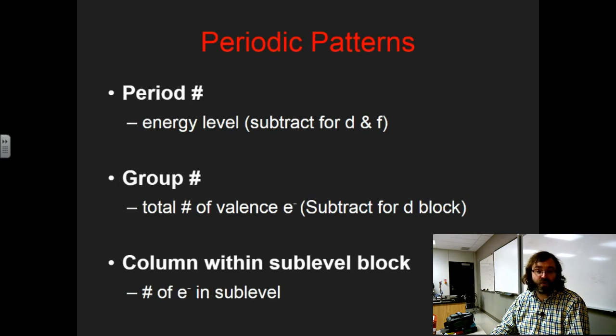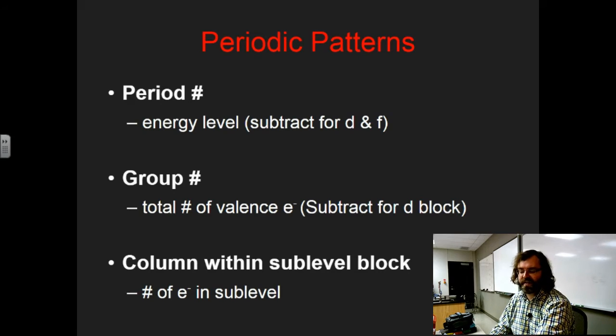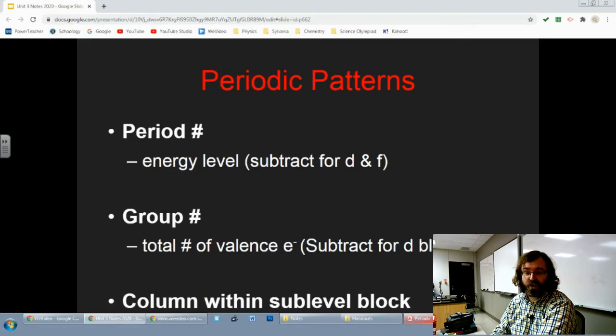So maybe a P3. You're in the third column in the P block. That tells you you're in a P3. So there are a lot of different periodic patterns to this, and a lot of examples. Now, I think the best way to do this is just look at some examples.